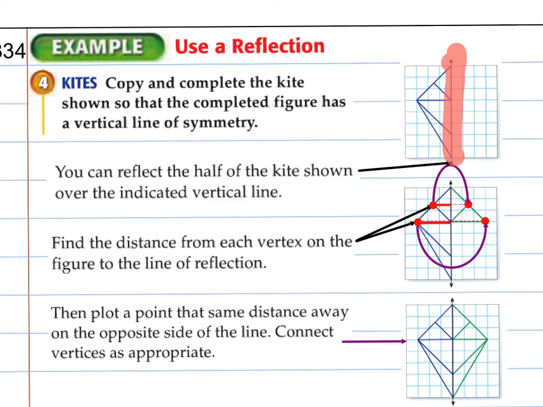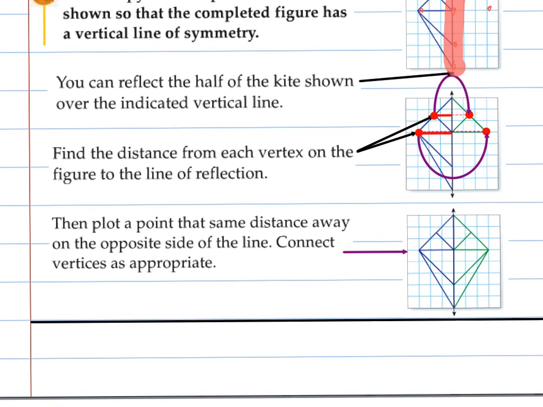So we can find the distance from each vertex on the figure just like we did before. A vertex, again, is where two lines meet. So you see vertex here, here, here, here, here, and here. And so those we can reflect over. So if that is 1.5 away, we're going to go 1.5 to the other side. So it's really just going to its opposites and then connecting that way. So then you can plot the point that same distance away on the opposite side like we said, and then connect.